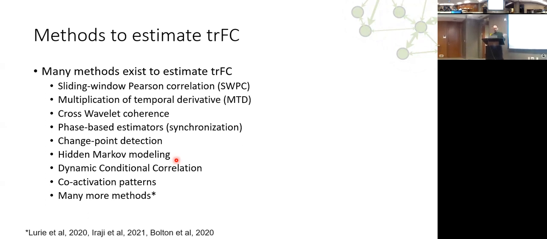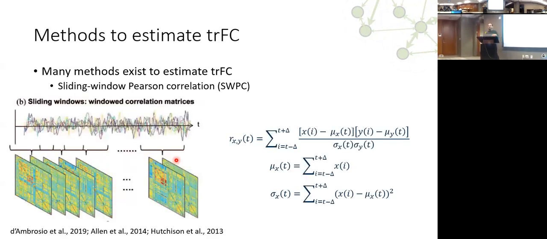There are many methods here. One of them, the most famous and the most used, is sliding window Pearson correlation. The reason it's used the most is that Pearson correlation is a very well-known method. It was developed 100 years ago, maybe more, and we know a lot of its properties. The method is quite simple: we have a sliding window that we slide through time, and at each window, we calculate Pearson correlation. That's the gist of it.